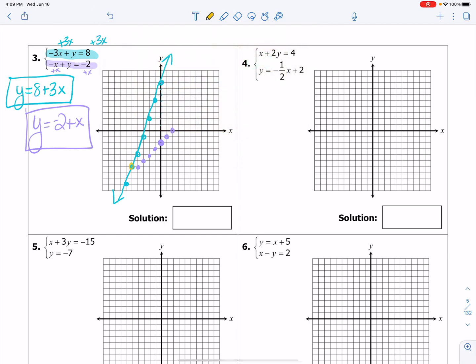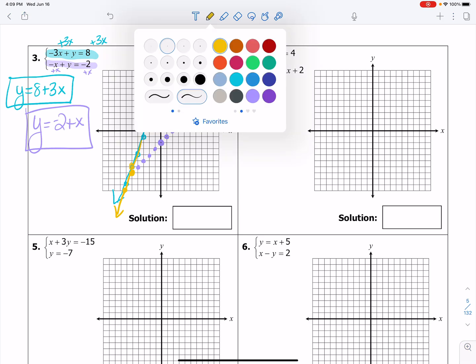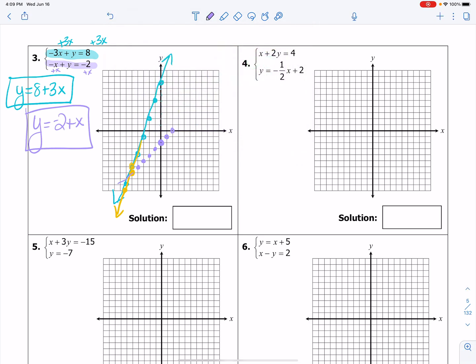This one right here is only down 2, so I need to redo those. Down 3, back 1, down 3, back 1. So my blue line goes like this. And then my purple line, I just don't want to start over, goes like this.